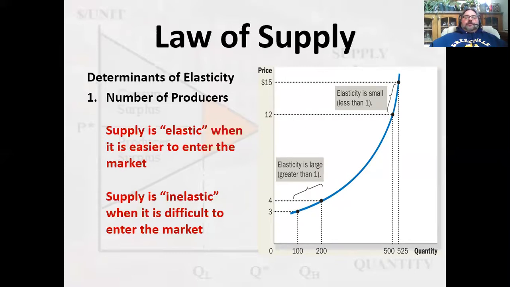prices to normal. So the difficulty in entering a market, if it's very, very difficult for a new company to get into production, it is said that the supply of that particular product is inelastic. If it's relatively easy to enter the market, it is said that that supply is elastic. And that is because the easier it is to enter the market, the more likely you are to have multiple producers.